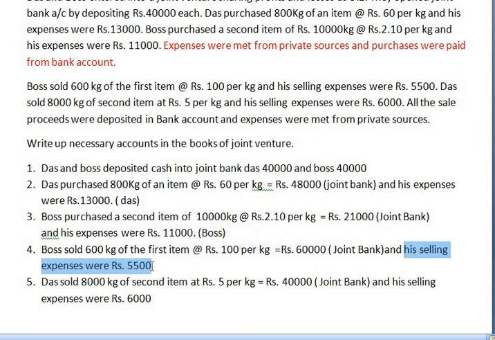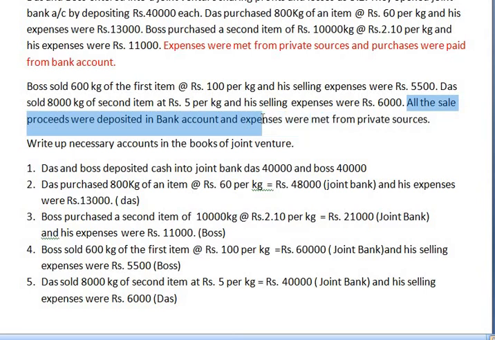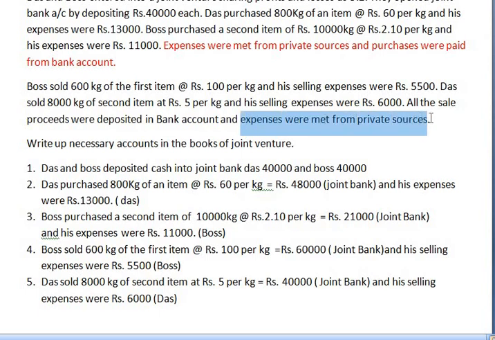ಪ್ರೈವೇಟ್ ಸೋರ್ಸ್. So here the boss selling expenses is so much 5,500. So ಈ ಎಕ್ಸ್ಪೆನ್ಸ್ ಯಾರು ಪೇ ಮಾಡ್ತಾರೆ? ಪ್ರೈವೇಟ್ ಸೋರ್ಸ್ ನಥಿಂಗ್ ಬಟ್ ಬಾಸ್ ಪೇ ಮಾಡಬೇಕು. Boss. And next Das expenses is so much 6,000 and the expenses were made from private source. So here private source means Das. So ಅವನೇ ಹೇಳಿದಾನೆ ಏನೇ ಸೇಲ್ ಮಾಡಲಿ that sale proceeds should be deposited into bank account. And if any expenditure were incurred, that expenditure should be met by private source, nothing but the co-ventures only.